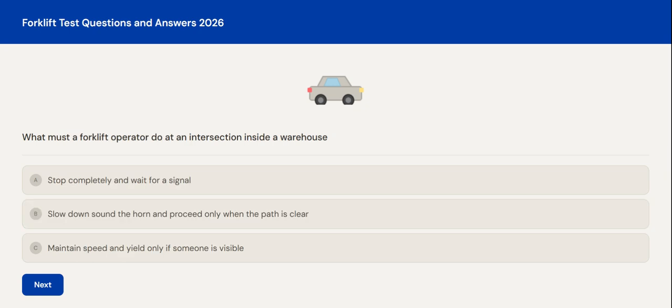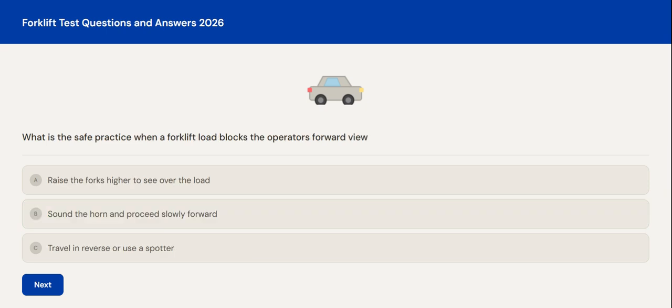Continuing, what must a forklift operator do at an intersection inside a warehouse? Slow down, sound the horn, and proceed only when the path is clear. Warehouse intersections are blind corners by design. Slow down, horn, look, every single time, without exception.